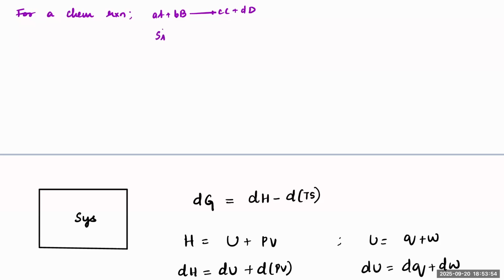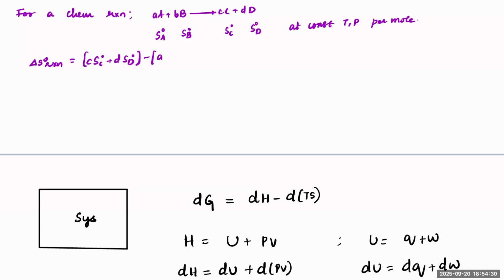And here we have SA naught, SB naught, SC naught, and SD naught as the absolute entropies, correct? These are all measured at constant temperature and pressure. And obviously the naught represents that these are all per mole. The entropy was measured per mole. Then I know that delta S of the reaction will be equal to C times SC naught plus D times SD naught, minus A times SA naught plus B times SB naught. This is what you will have.